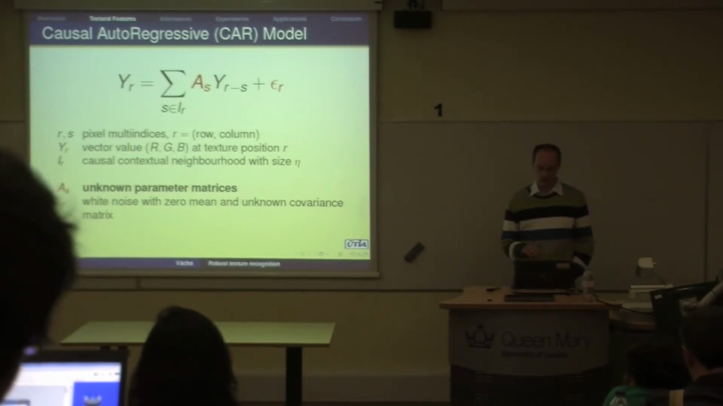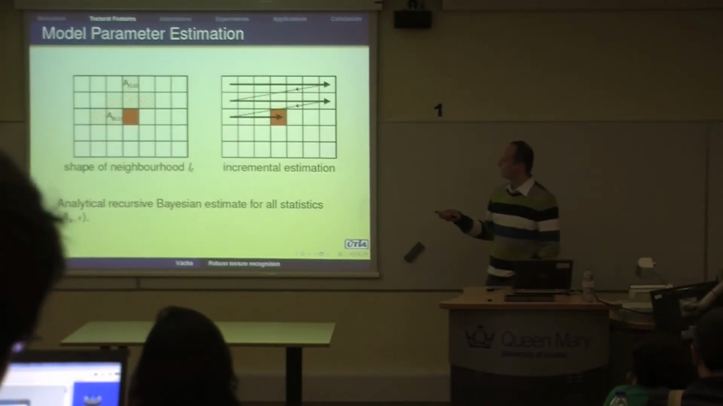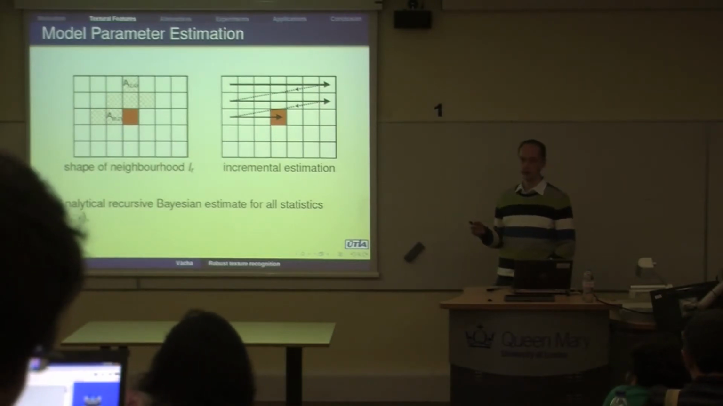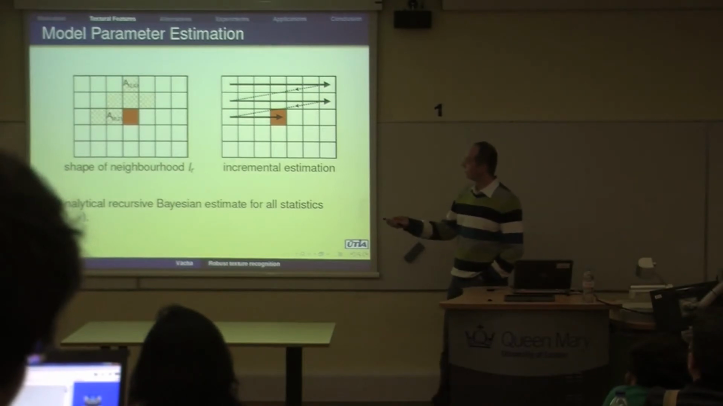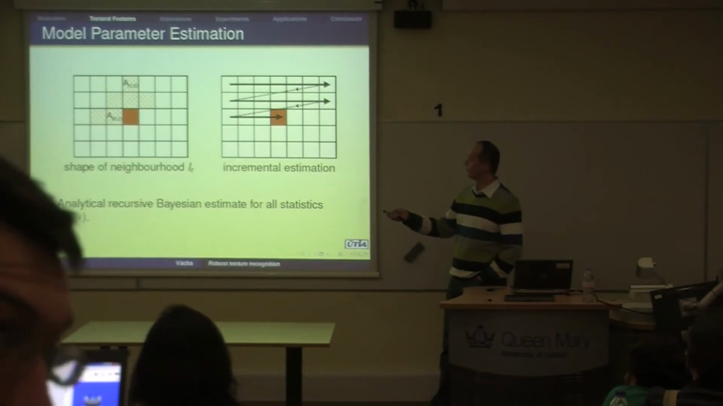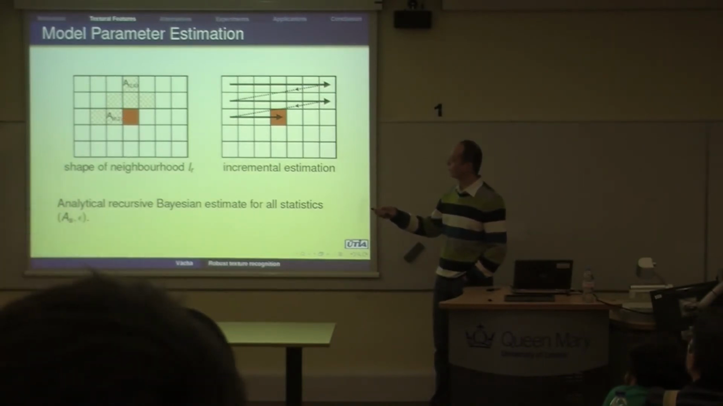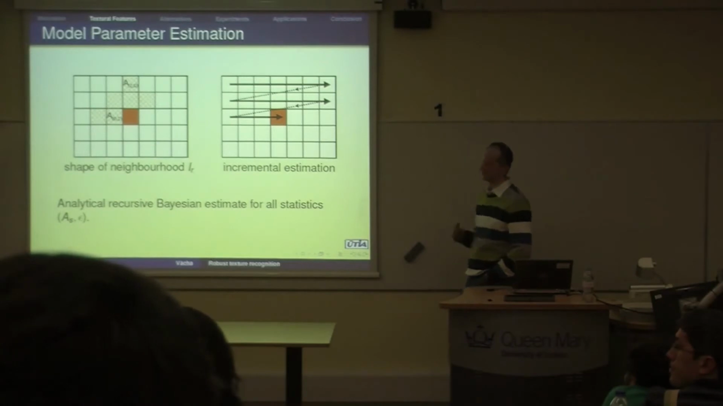Why do we use this causal autoregressive model? These models have their neighbors restricted to the upper half plane. So if there is the pixel, the model can use only these neighbors. This is one example, or we also use a bit larger neighborhood to the distance of 3.